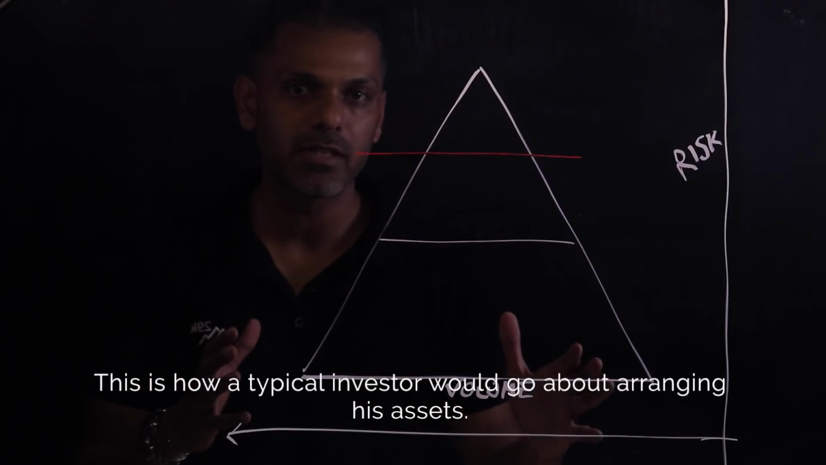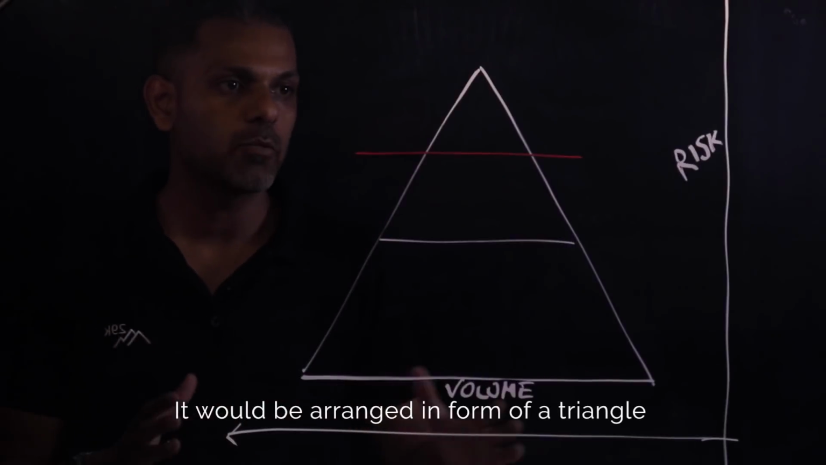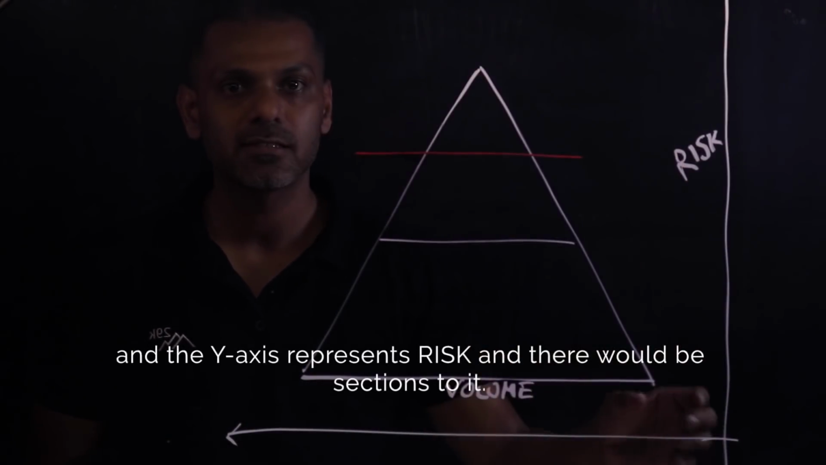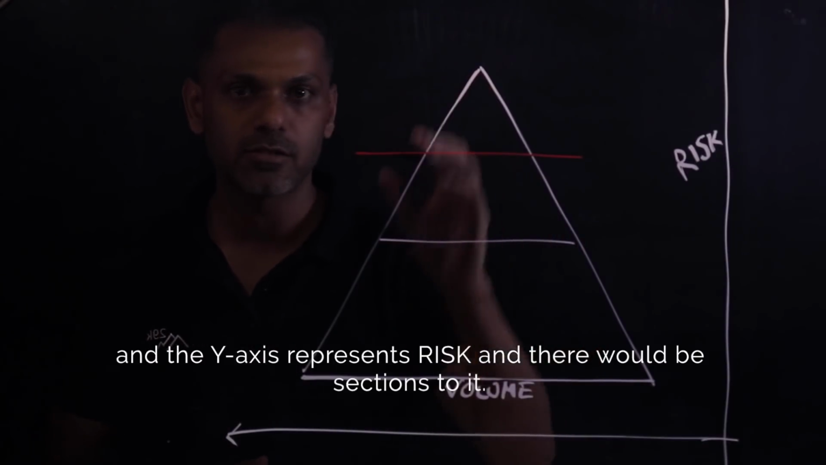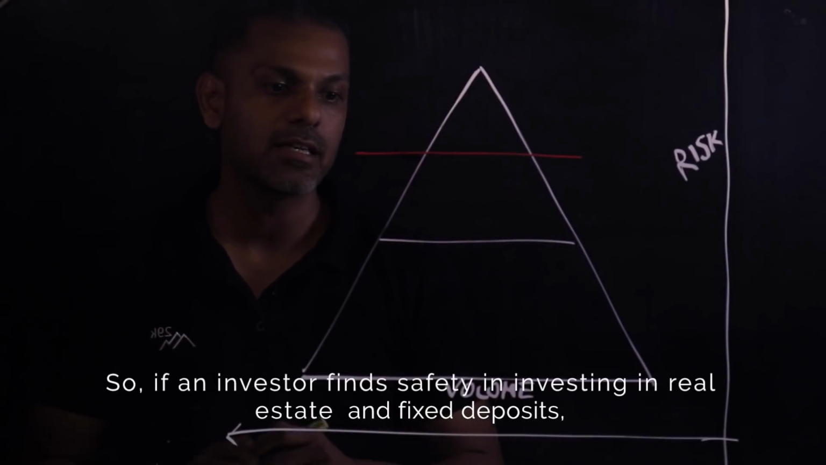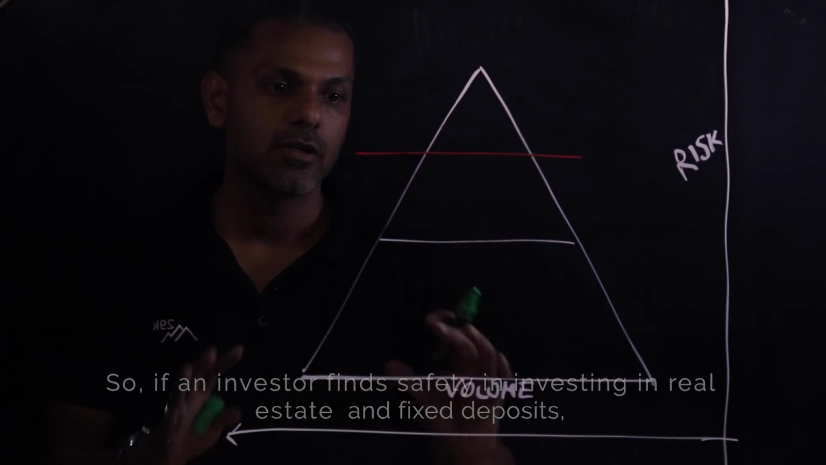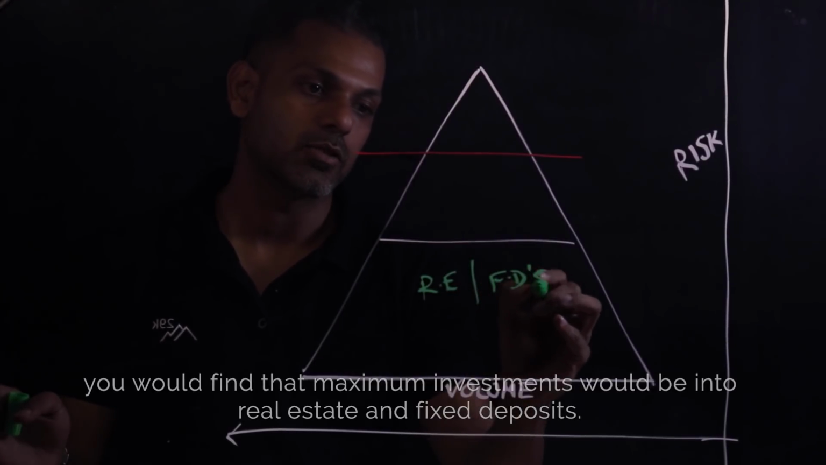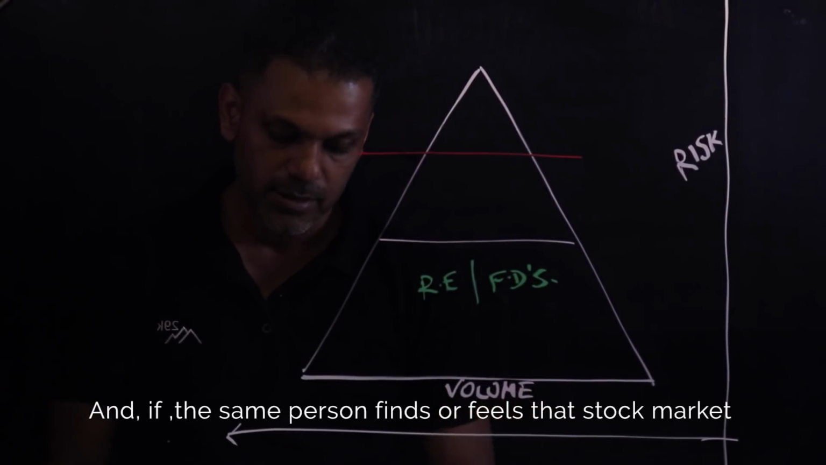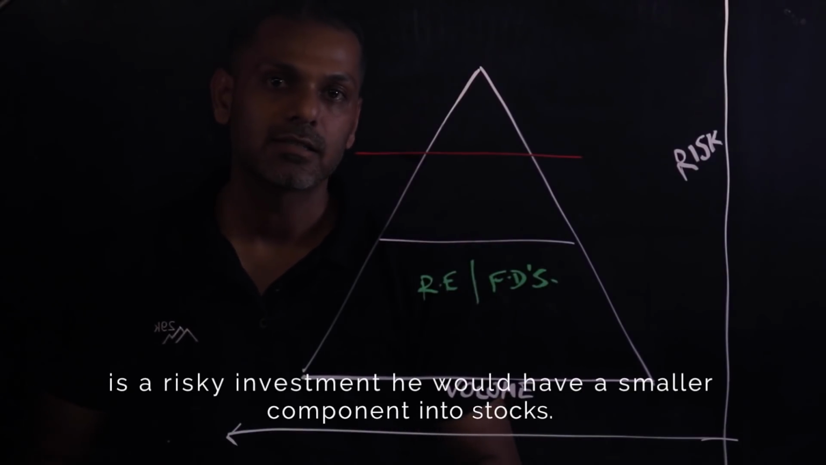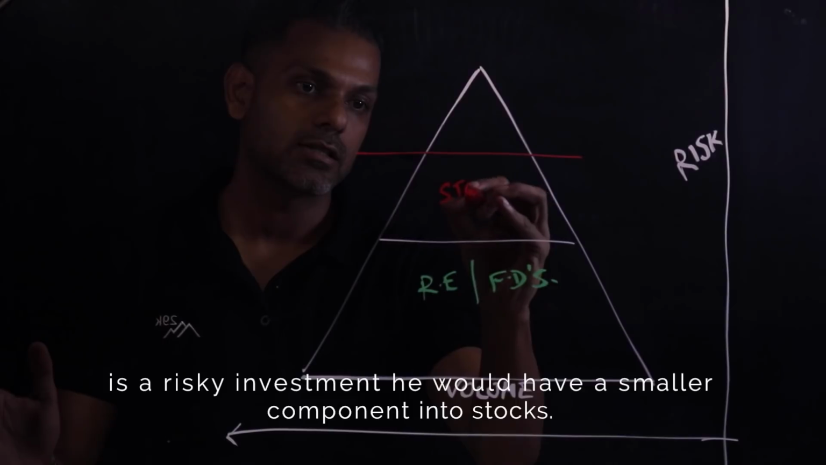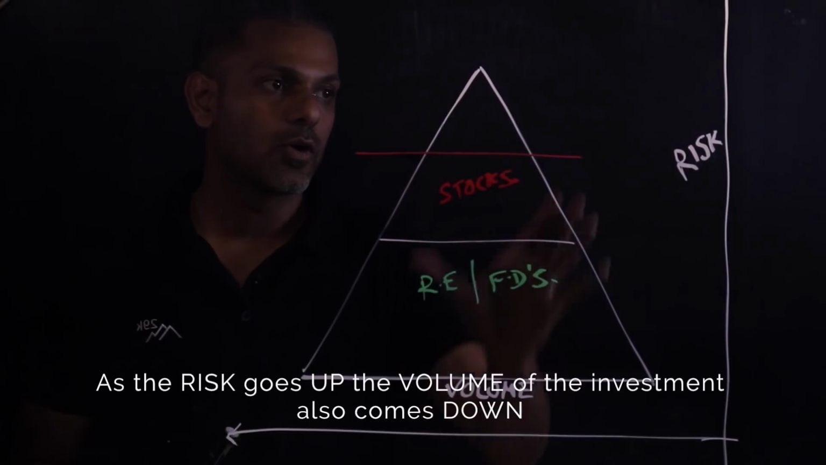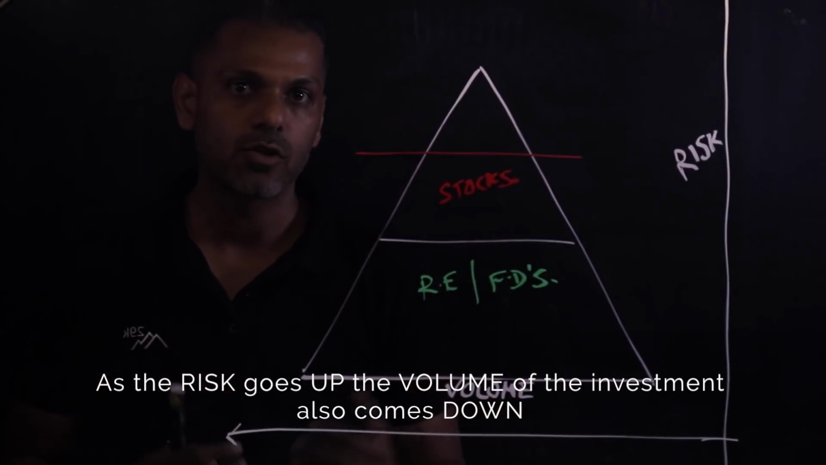This is how a typical investor would go about arranging his assets. It would be arranged in the form of a triangle, where the x-axis represents volume and the y-axis represents risk, and there would be sections to it. So if an investor finds safety in investing in real estate and fixed deposits, you would find that maximum investments would be into real estate and fixed deposits. And if the same person feels that stock market is a risky investment, he would have a smaller component into stocks, and so on and so forth. So as the risk goes up, the volume of the investment also comes down.